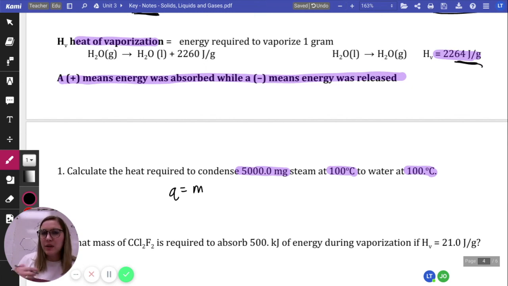because my heat of vaporization that I'm using from the previous page is in grams, joules per gram, times the heat of, and here we're going to use the heat of vaporization. Okay, so first thing I noticed is that this is in milligrams. It's not in grams. So I need to convert from milligrams to grams.